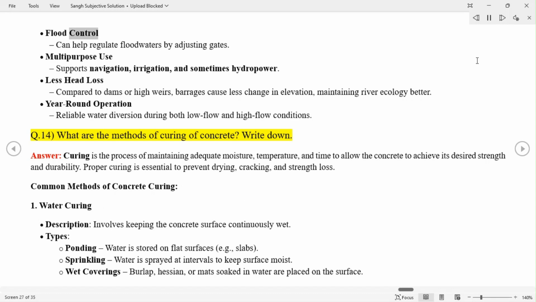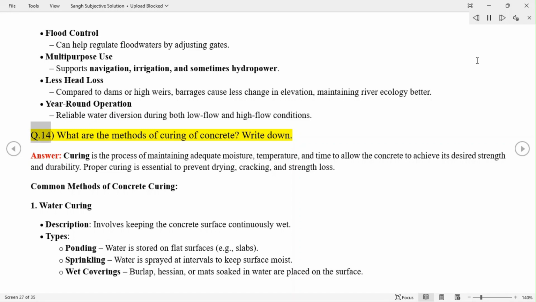Flood control: can help regulate floodwaters by adjusting gates. Multipurpose use: supports navigation, irrigation, and sometimes hydropower. Less head loss: compared to dams or high weirs, barrages cause less change in elevation, maintaining river ecology better. Year-round operation: reliable water diversion during both low-flow and high-flow conditions.